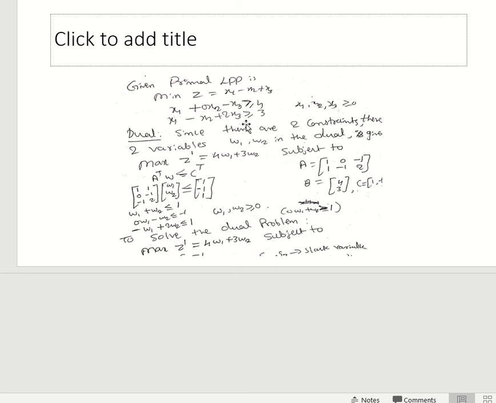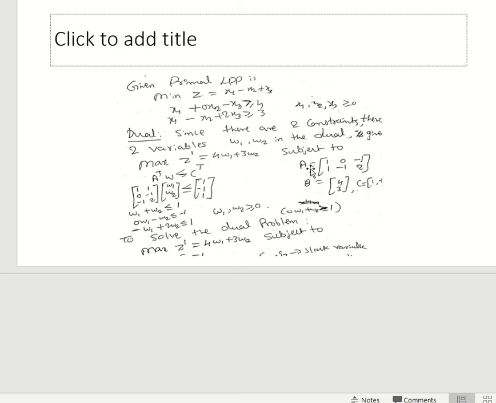Now first write the dual of this. How to write the dual of minimization? The dual of minimization is maximization, and instead of z we take z dash. How to write the dual of this? Maximize z dash = b transpose into w.